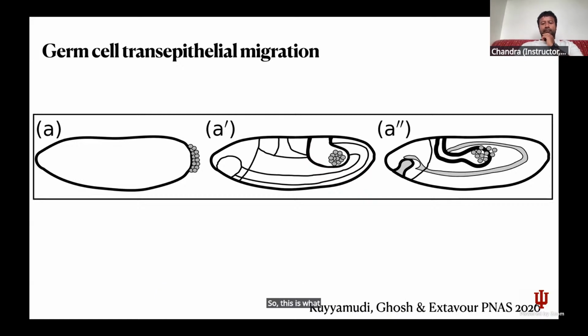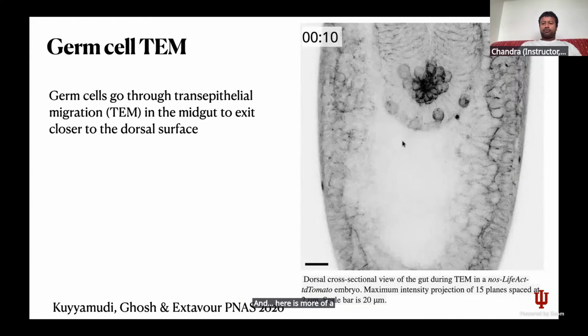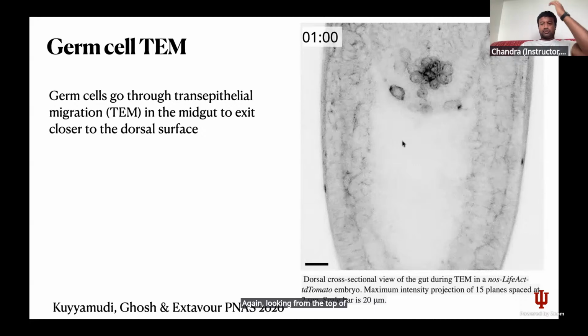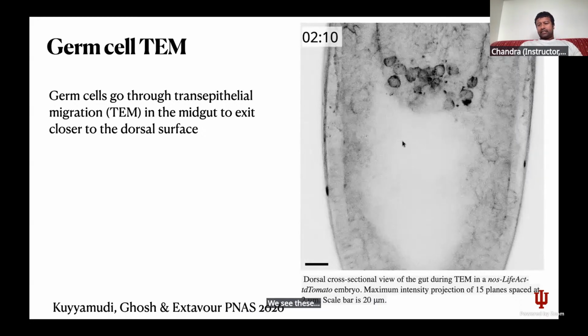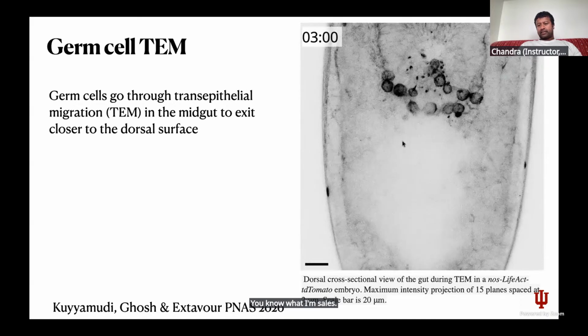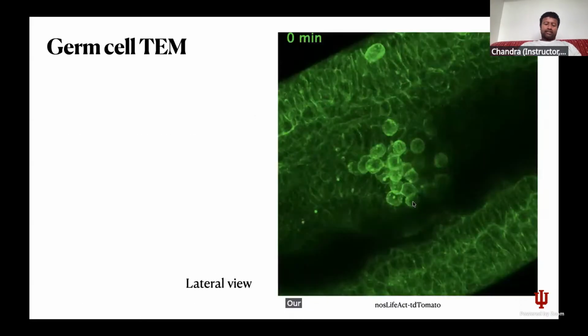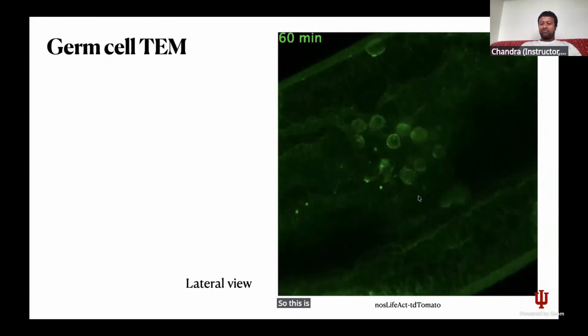So this is what I mean. This is another schematic showing the same thing. And here's more of an actual video of this process. Again, looking from the dorsal side, we see these germ cells exiting the barrier. And our interest in modeling this, again, another view, this is a lateral view of the same process.